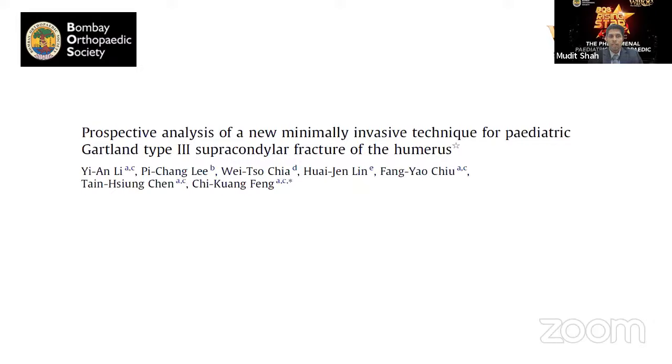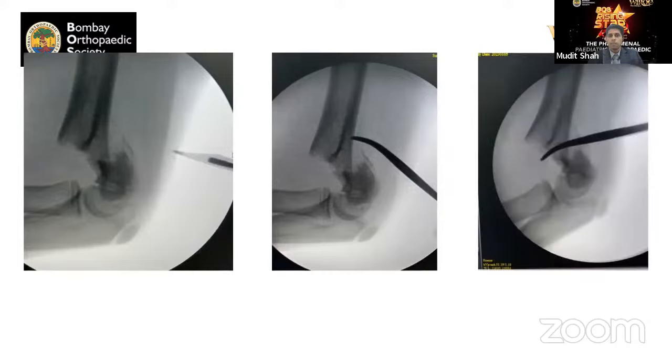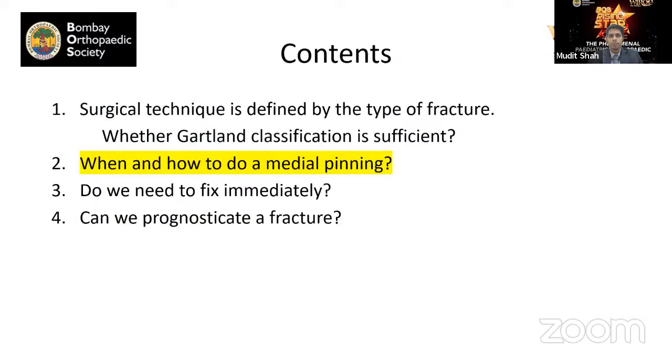Now, this paper from China recommended using a stab incision where a mosquito forceps is inserted at the mid triceps level, and we try to reduce the fracture through the fracture line. Once done, hold the fracture in position and pin it.